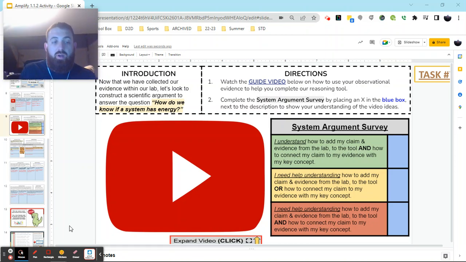Hey everybody, Mr. Regan here, and hopefully we had a fun time collecting evidence within our lab to see if we can begin constructing our scientific argument for how do we know if a system has energy. We're going to be breaking down how to take our lab information and apply it to our reasoning tool.